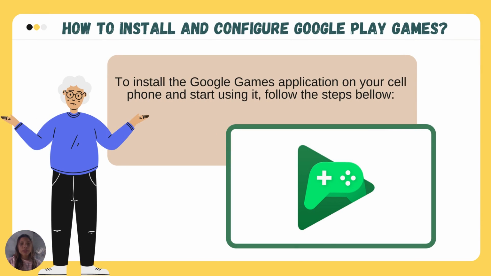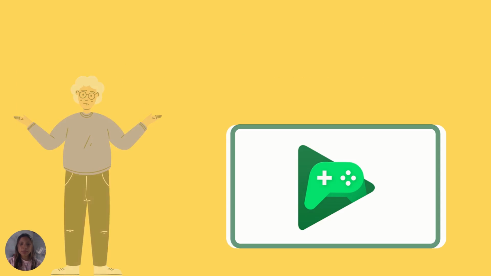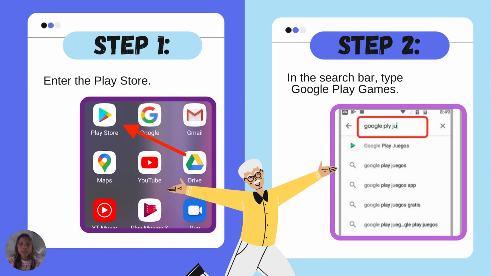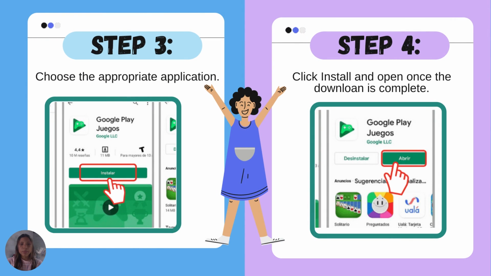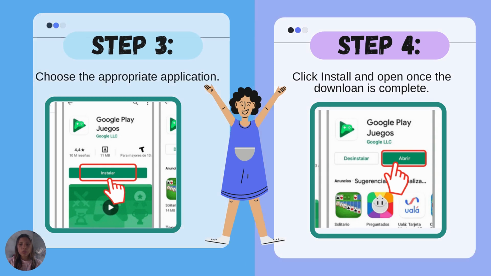How to start and configure Google Play Games. To install the Google Play Games application on your cell phone and start using it, follow the steps below. Step 1. Enter the Play Store. Step 2. In the search bar, type Google Play Games. Step 3. Choose the appropriate application. Step 4. Click Install and open once the download is complete.